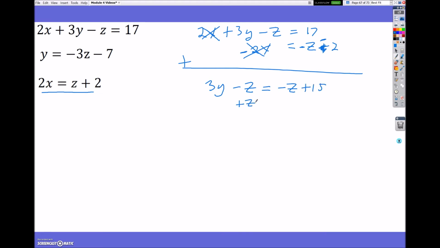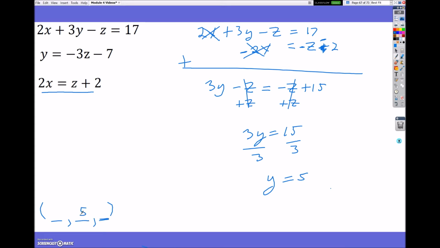I'm then going to add z on both sides of the equation sign, and they're going to cancel nice and easy to get 3y equals 15. So then when I divide both sides by 3, I'm going to get y is equal to 5. So that's awesome. I already found one piece of my ordered triple. Instead of an ordered pair, it's called an ordered triple, so you have an x, you have a y, and you have a z. And I just figured out my y value.